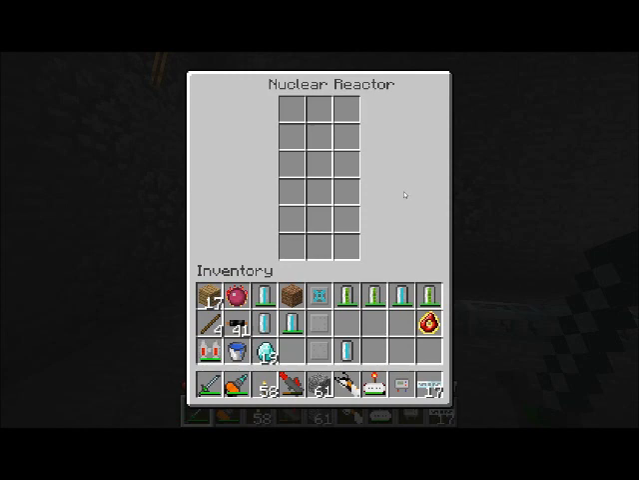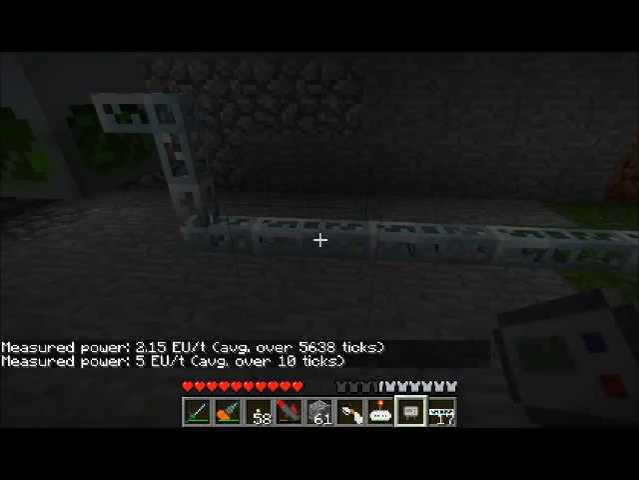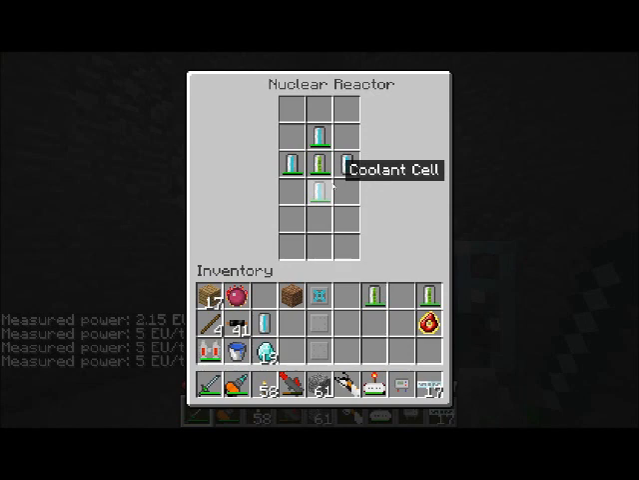Heat dissipates at a rate of 1 heat per second from each coolant cell. So, by placing all 4 around here, coolant cells dissipate 1 heat per second. By having these 4 in here, they're gaining 1 heat per second and losing 1 heat per second. So there's a balance. So because of this setup here, there's no heat being generated, I think. And we can see that we're only getting 5 energy units per tick still, and there shouldn't be any heat.